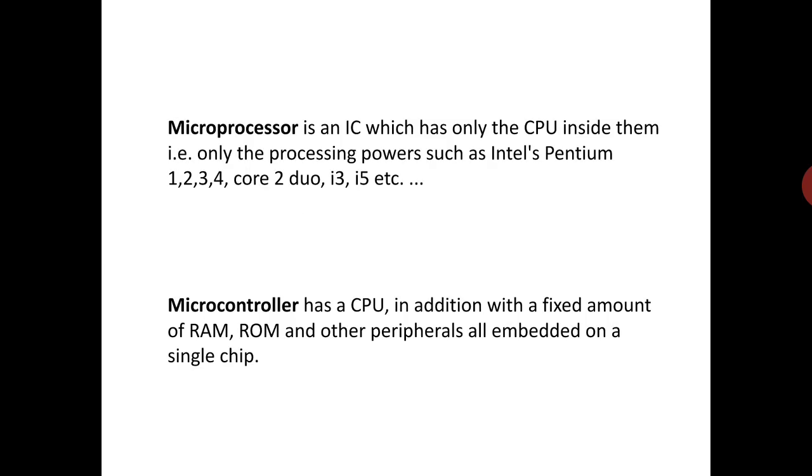This is the actual definition of microprocessor and microcontroller. Microprocessor is an IC which has only the CPU inside it, that is only the processing power, such as Intel Pentium 1, 2, 3, 4, Core 2 Duo, i3, i5, etc. Second is microcontroller. Microcontroller has a CPU in addition to a fixed amount of RAM, ROM and other peripherals all embedded on a single chip.